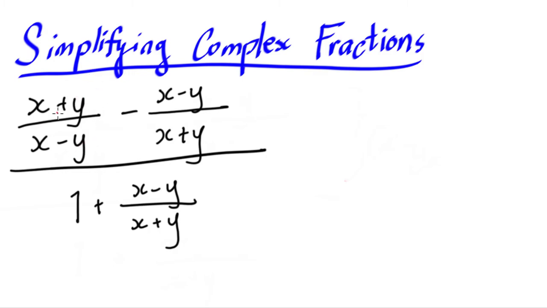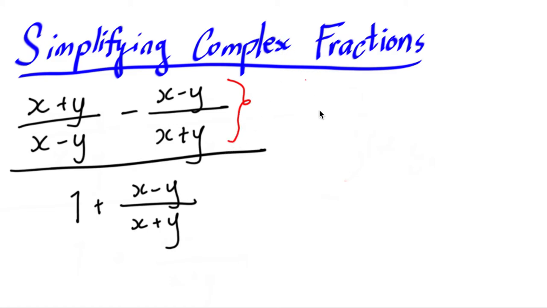So we have, let me read it, x plus y over x minus y, this fraction minus x minus y over x plus y, all over 1 plus x minus y over x plus y. So let's simplify this in a very step-by-step manner. Let's take care first of the numerator, so that we won't get lost.